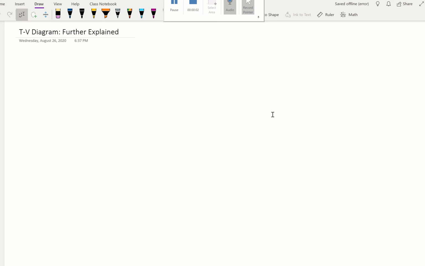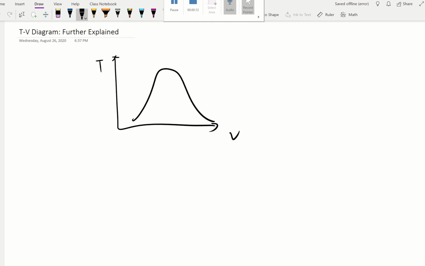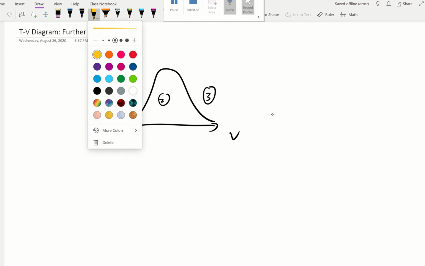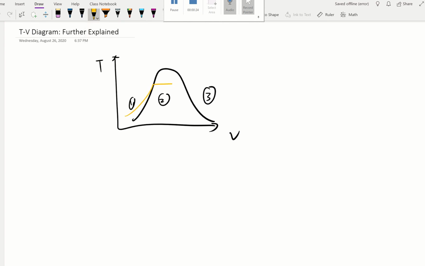Hi, in this one we're going to dive a little bit deeper into temperature and specific volume. So I will start to draw our T-v diagram. We have this dome shape divided into three different regions: compressed liquid, saturated liquid-vapor mix, and superheated vapor. Then we have this constant pressure line that's going like that, right? This P is a constant.